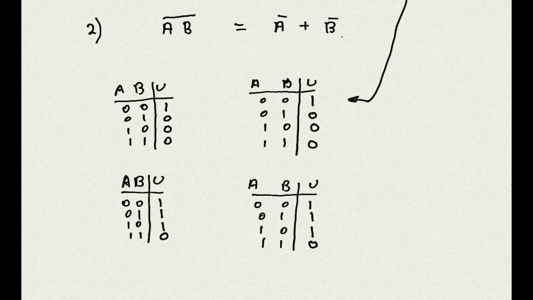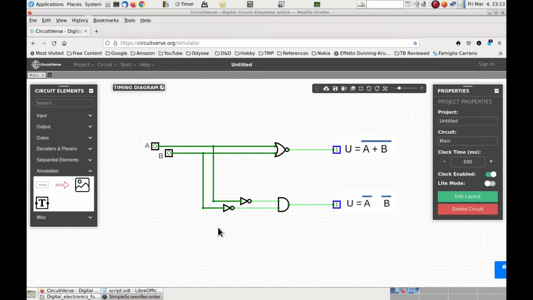Comparing the truth tables, we see that, again, they are identical, and so we have proved that the second part of the DeMorgan theorem is also correct. We can use yet another way to test the correctness of the two equations by translating them into their circuital equivalent and either build the circuit and test it, or use a simulator for digital circuits. Let's do it now with the simulator.